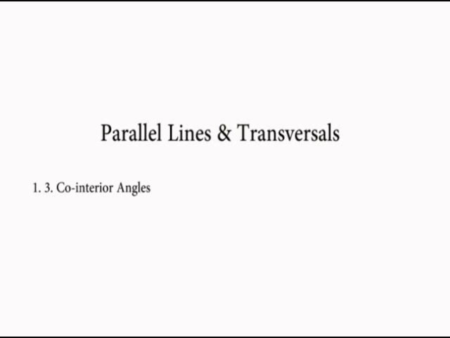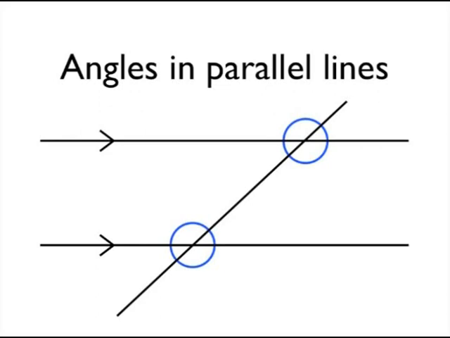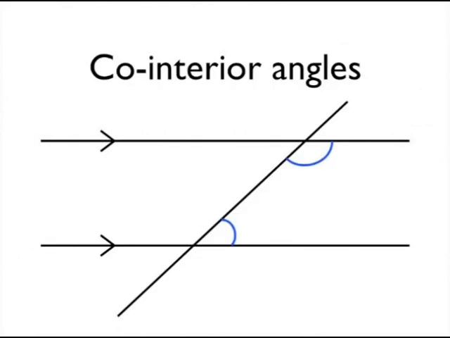Lastly, co-interior angles. The angles in our usual diagram, just like the name suggests, co-interior angles are the two angles on the interior of the two parallel lines and on the same side of the transversal. These two are a pair of co-interior angles. Again, on the left of the transversal, we have another pair of co-interior angles.